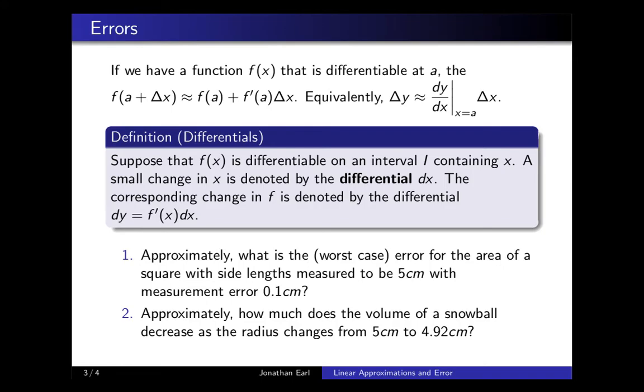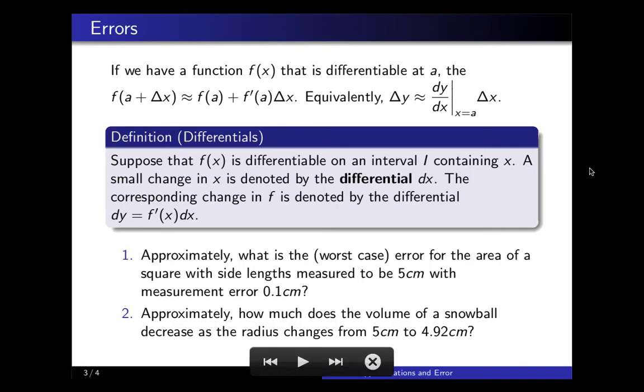So basically just referring back to the picture that we had from a moment ago. And equivalently, what we can say is that the change in the y values, so f of a plus delta x minus f of a, is approximately our derivative evaluated at a, so f prime of a, times delta x. So just changing the notation from the Newton notation over to the Leibniz notation.